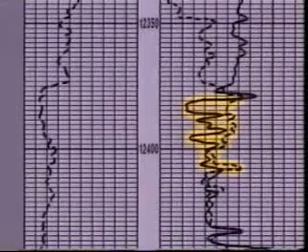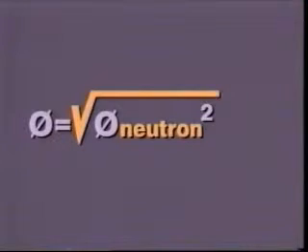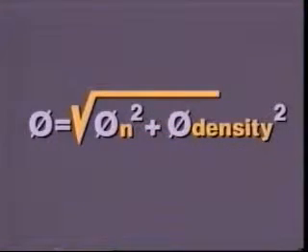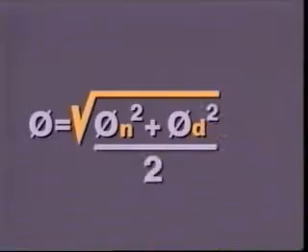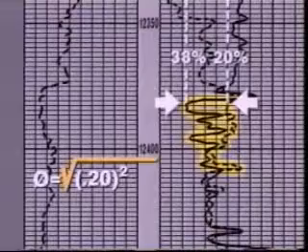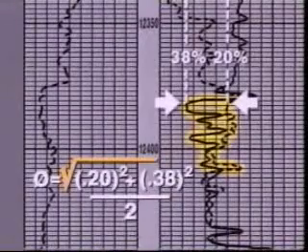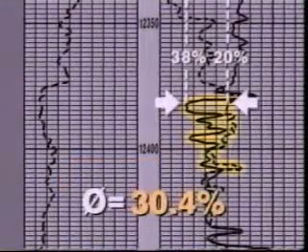In such cases, charts for porosity determination become unreliable. One quick-look method is provided by the relationship where gas-filled porosity equals the square root of the neutron porosity squared plus the density porosity squared, divided by 2. Thus, the formation porosity here at 12,283 feet is the square root of 0.20 squared plus 0.38 squared, divided by 2, which equals 0.304 or 30.4%, close to the average of the two porosity readings.